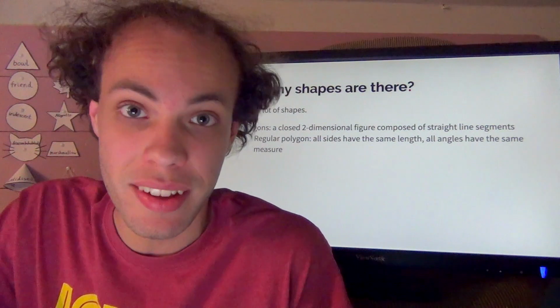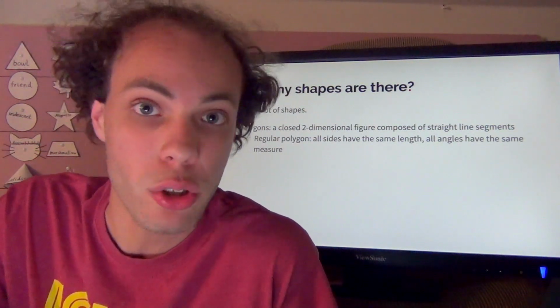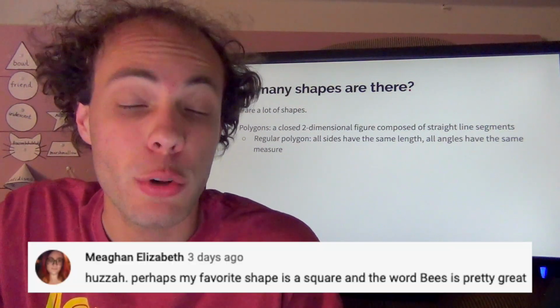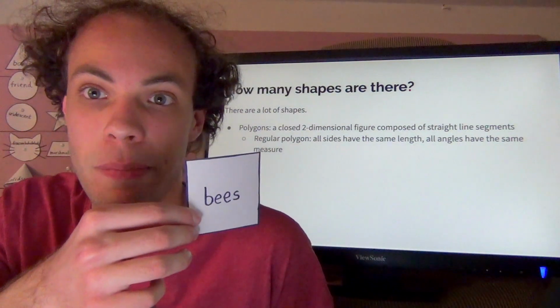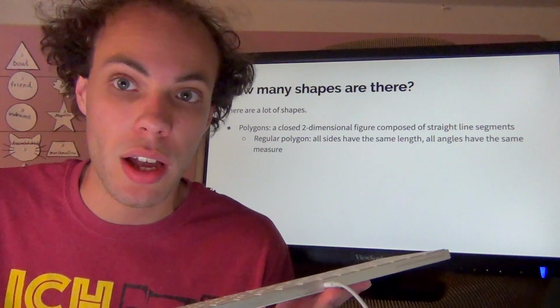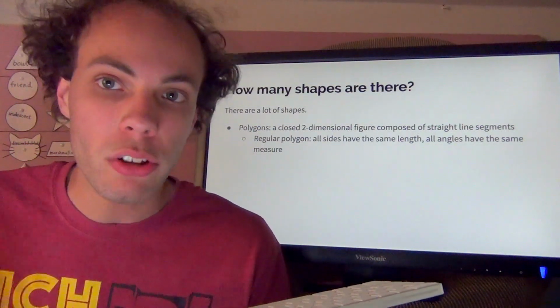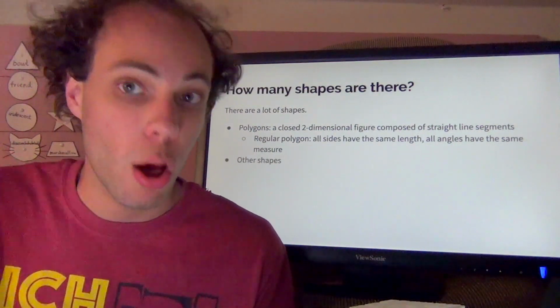But again, and this is exciting stuff, we've got a new regular polygon for the board today. Favorite shape, square. Favorite word, bees. Here it is. So in addition to polygons and regular polygons, we also have other shapes other than those ones.